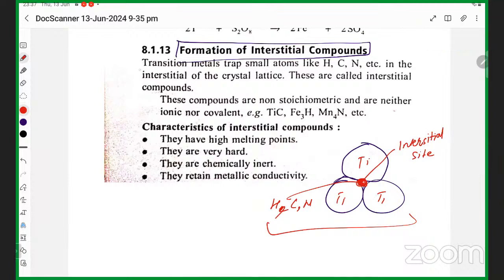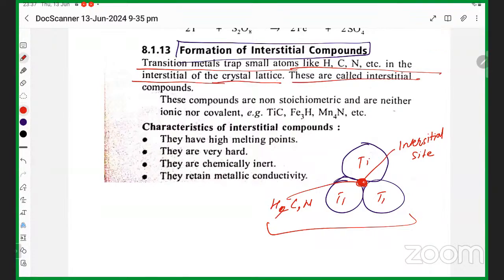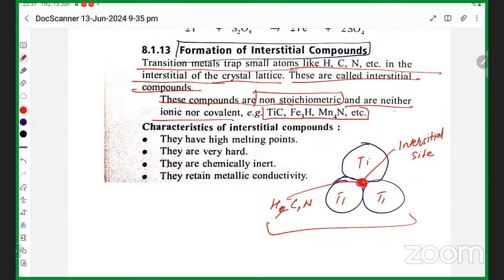Here the transition metal traps a small atom like hydrogen, carbon, nitrogen, etc. in the interstitial sites of the crystal lattice. This is called an interstitial compound. These compounds are non-stoichiometric; their ratio is not fixed. Non-stoichiometric means fractional ratios, and they are neither ionic nor covalent, like TiC, Fe3H, Mn4N.